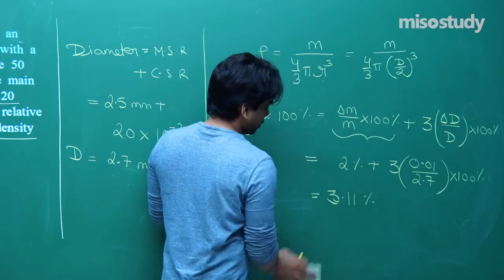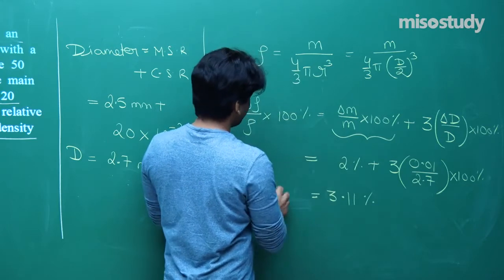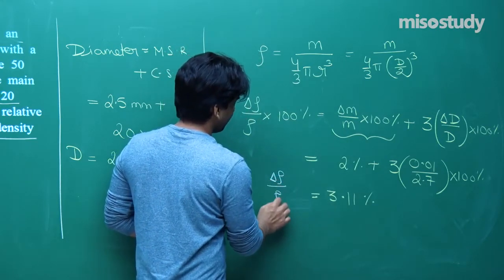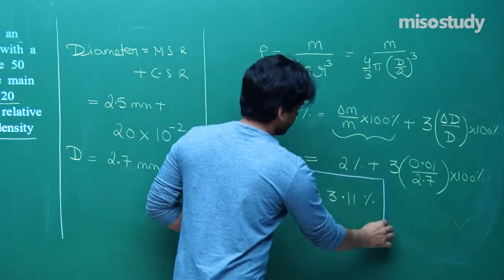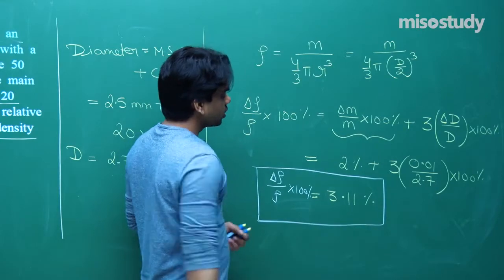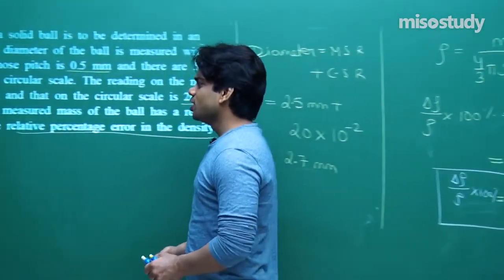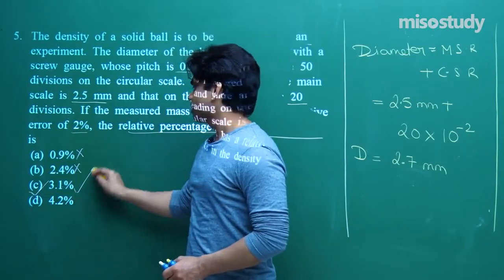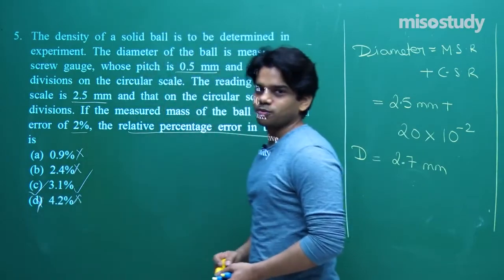3.11%. This is the value of the error in the given value of density, 3.11%. So this will be very nearly equal to, you can write that as 3.1%. So option number A 0.9, no, B 2.4, no, C 3.1%. So option number C is the right answer. D 4.2, that's an incorrect response.